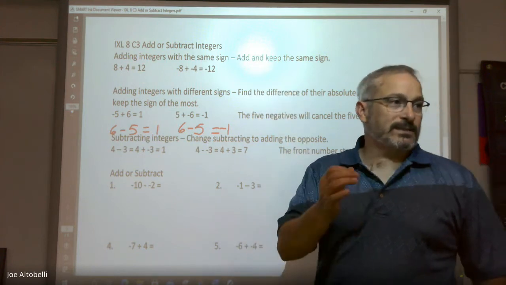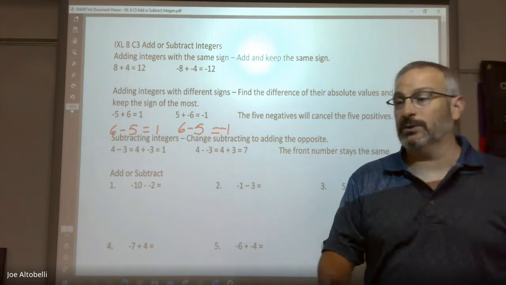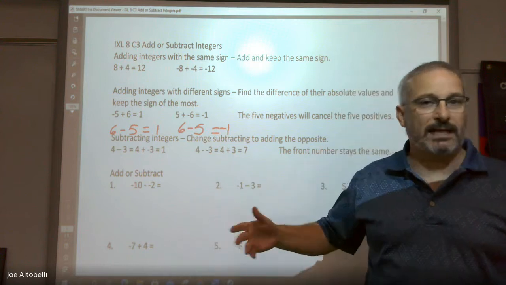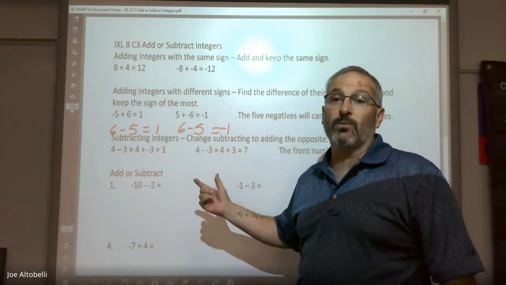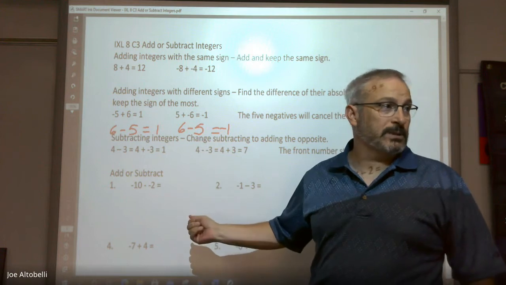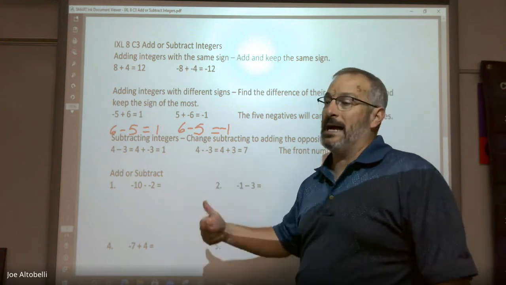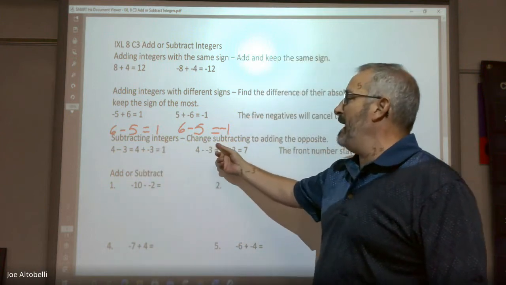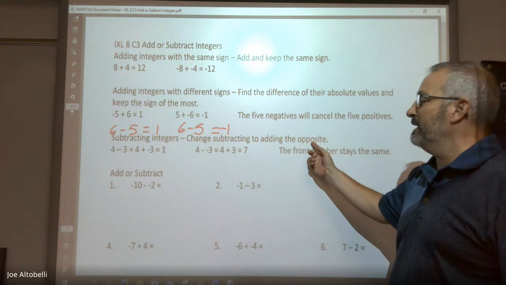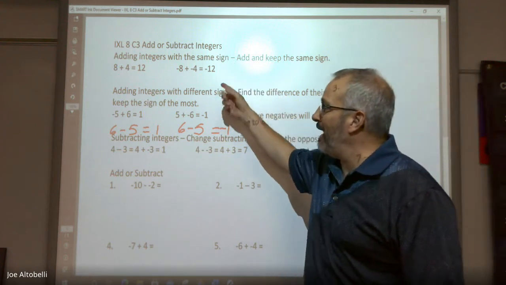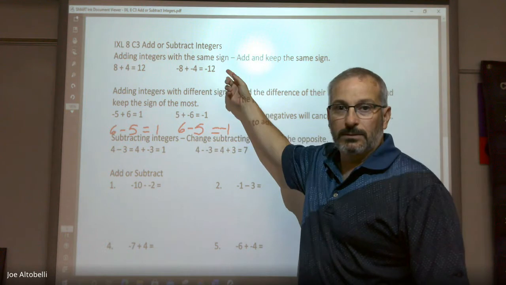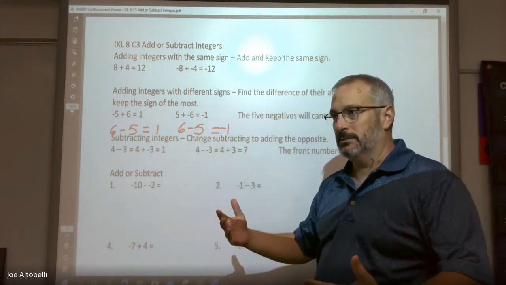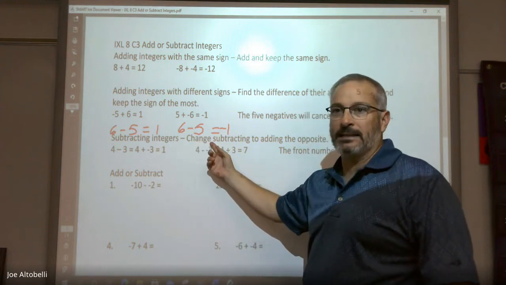Subtracting now. This is the challenge I'm going to have to you, because some of you already filled out these notes, because you didn't realize it was notes and not a worksheet. But we are going to rewrite all subtraction problems. We're going to rewrite them to adding the opposite. So, subtracting integers. We're going to change subtracting to adding the opposite. Then we can use our adding rules. We don't have a subtraction rule other than we're going to change it to adding the opposite.